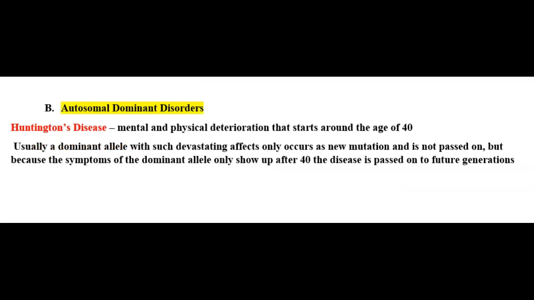And autosomal dominant disorders: Huntington's disease, or Huntington's chorea. We talked about this being one that can be hidden and protected, so the effects are not going to be expressed until 40 or older. They do have a test for it, but no way to cure it.